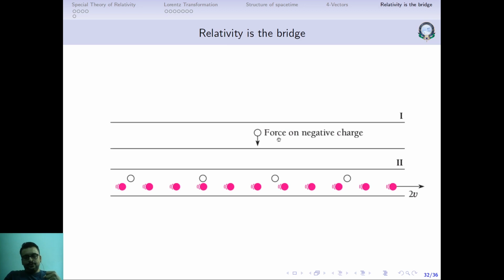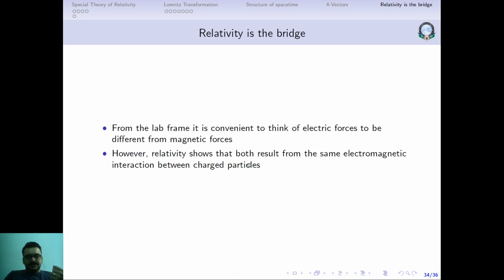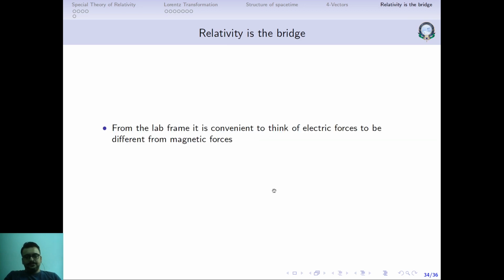But when you go into the reference frame of the charges, you find that there is no such thing as magnetic force, it's only the electric force. In the lab frame, it is very convenient to think of electric forces as different from magnetic forces, but relativity shows that both these forces are the result of the same electromagnetic interaction between charged particles. This is just one example of how relativity can be used to explain the magnetic force. Many other phenomena can also be explained using relativity. So relativity is the bridge.